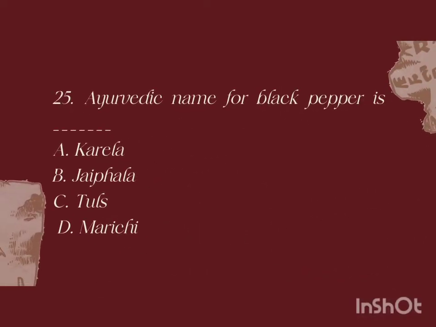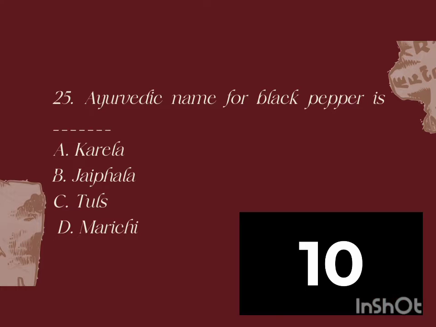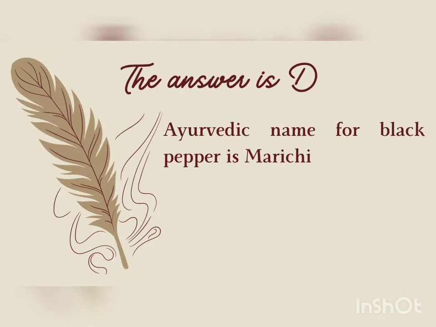Number 25. Ayurvedic name for black pepper is blank. A. Karela. B. Hyphala. C. Tulsi. D. Marichi. The answer is D. Ayurvedic name for black pepper is Marichi.